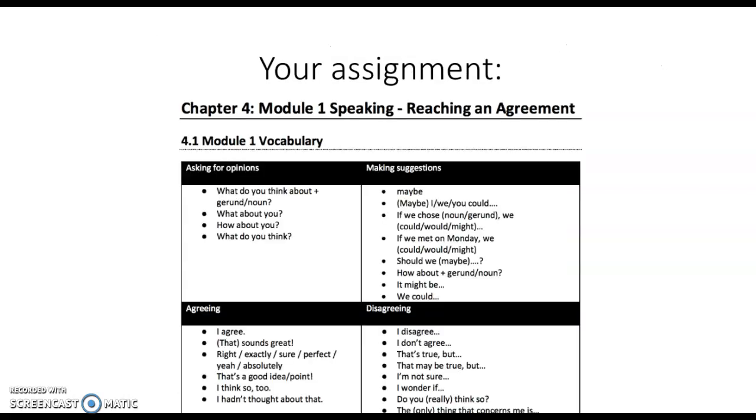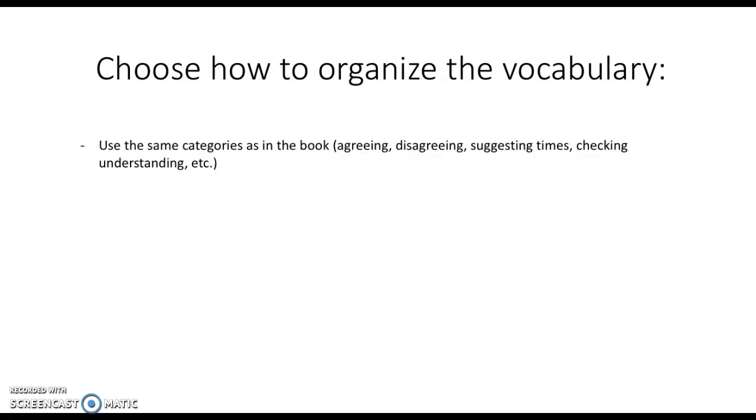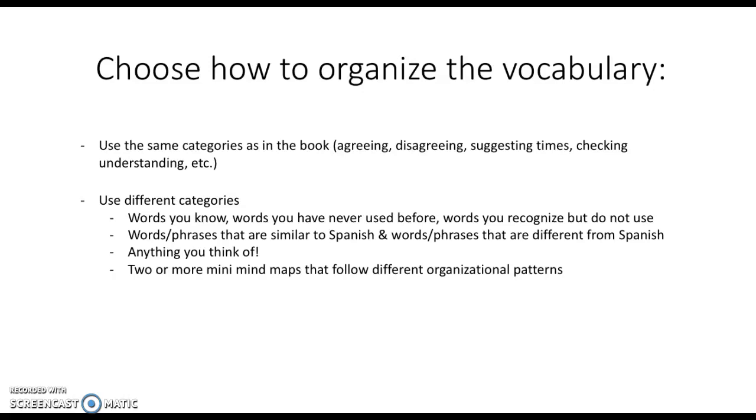Your assignment: you're going to take all the vocabulary from Chapter 4 and create a mind map. You should choose how to organize the vocabulary in your mind map. You can use the same categories as in the book: agreeing, disagreeing, suggesting times, checking understanding, etc. Or you could use different categories.